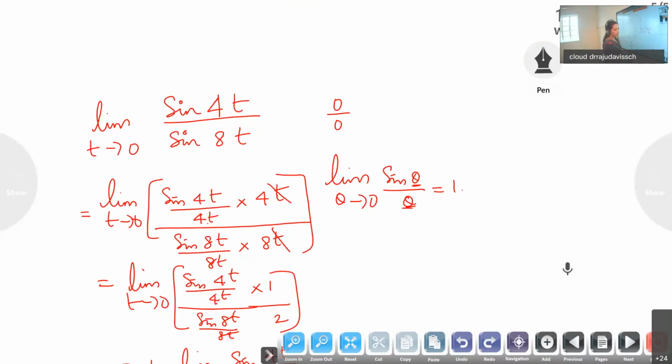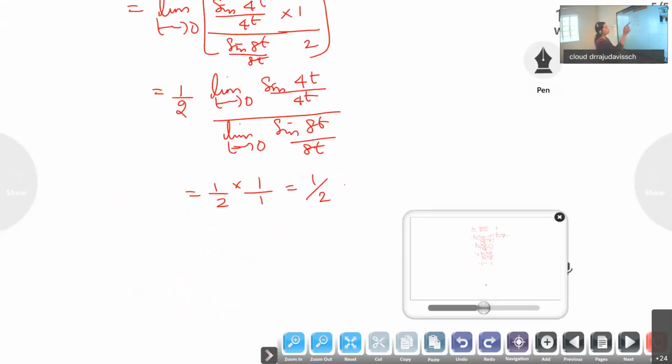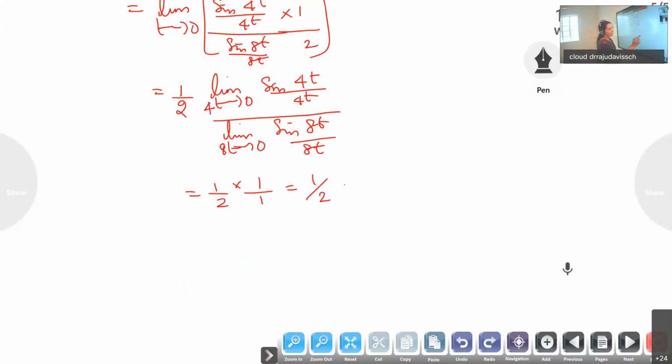4 by 8 is 1 by 2. Being a constant, we take it outside. Then we take the limits. So now this is of the form limit theta tending to 0 sine theta by theta. Listen children, here I wrote t tends to 0. If you write 4t also, the answer is the same, isn't it? When t is approaching 0, 4 into t will approach 4 into 0, which is 0.